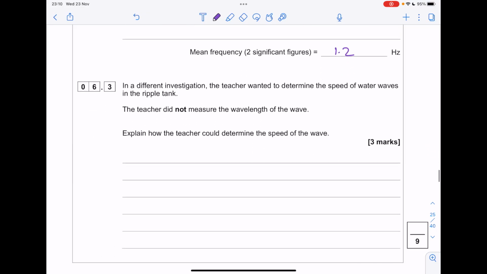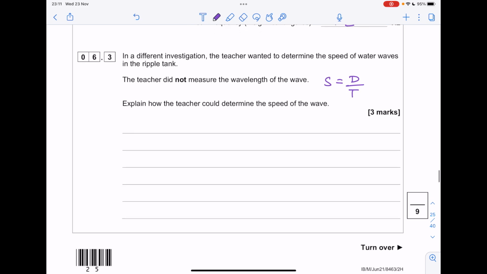In a different investigation, the teacher wanted to determine the speed of water waves in the ripple tank. The teacher did not measure the wavelength of the wave. Explain how the teacher could determine the speed of the wave. So speed is given by distance divided by time. So you want to measure the distance travelled by a wave using a meter ruler.